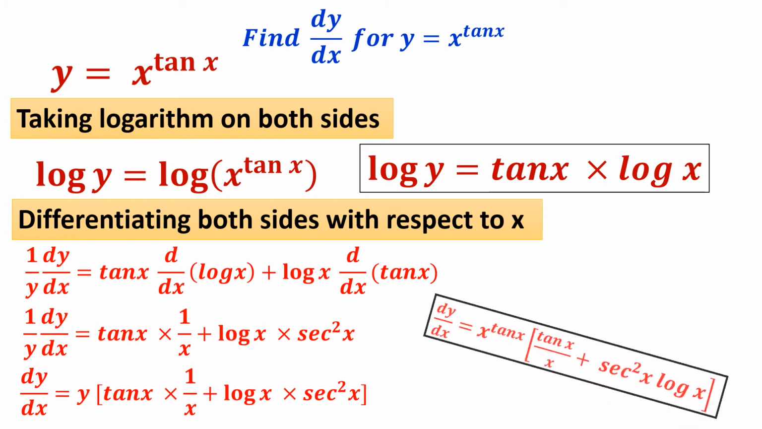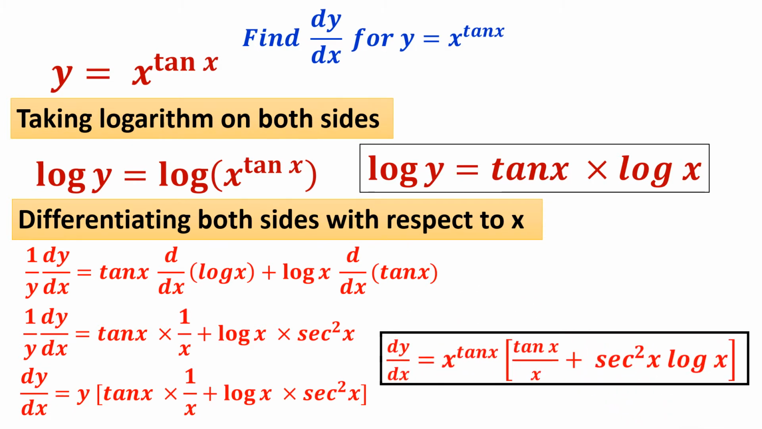It will be multiplied by y. Y is nothing but x power tan x, given in the question. Therefore, x power tan x multiplied by tan x upon x plus secant square x into log x. You have to give the final answer like this only. You are seeing that the right hand side is totally in the explicit form. It is not in implicit form. It is in the explicit form.